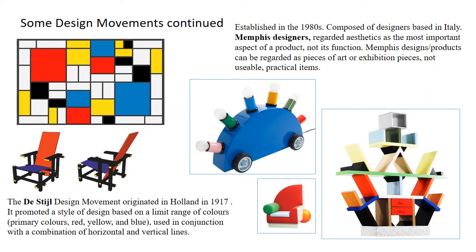Let's have a quick look. So this is De Stijl. Okay, started in Holland in 1917. Very distinctive primary colours after the artist Mondrian. And then they made the furniture in the same style.